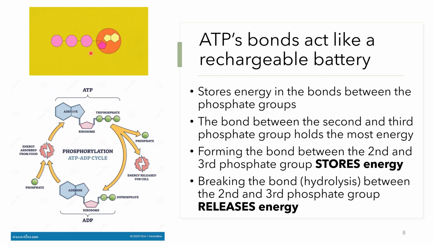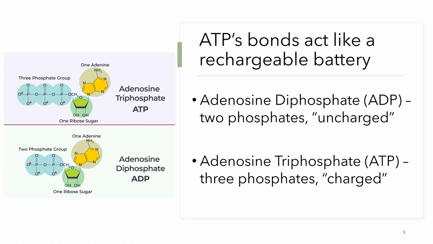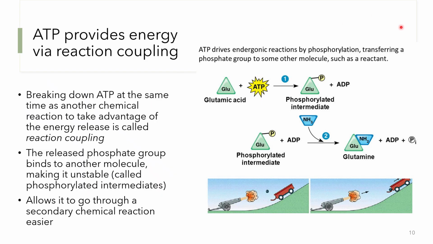So forming the bond between the second and the third stores the energy. Breaking the bond is the thing that releases the energy. We have the charged up version, ATP, with the 3 phosphates, and the uncharged version, ADP, adenosine diphosphate, with only 2. Now, the way ATP works is very fascinating.